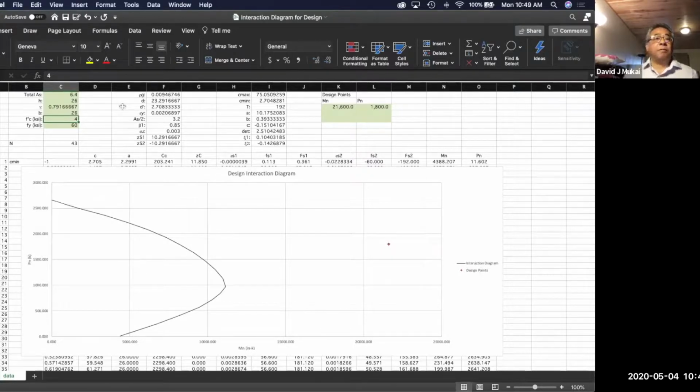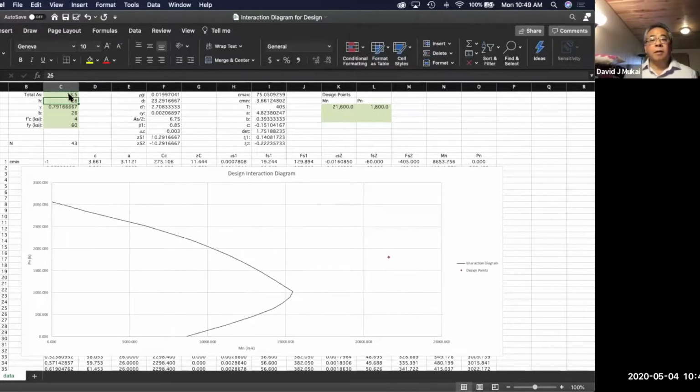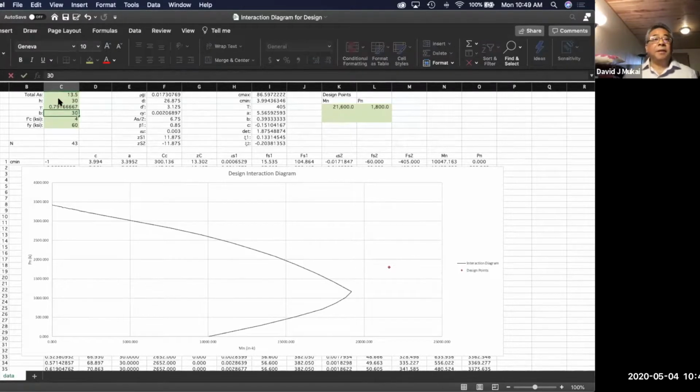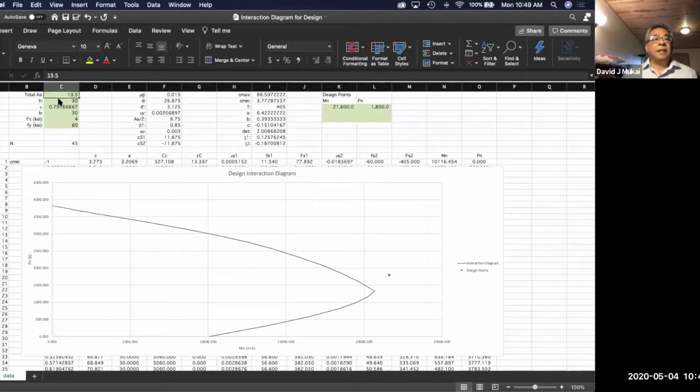That's 13.5 for the total steel, roughly. So that was too small. Okay, so I'm going to put in our final answer of 30 by 30. Gamma was 0.8, and the amount of steel was, for number 10s, 16 square inches.